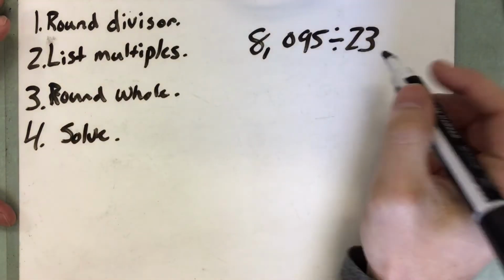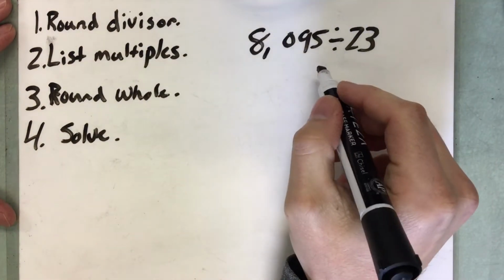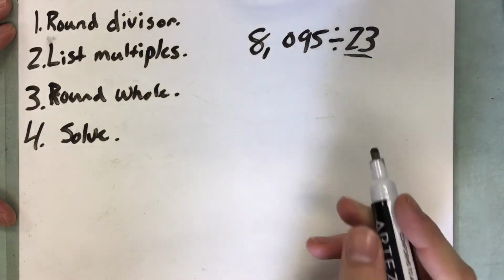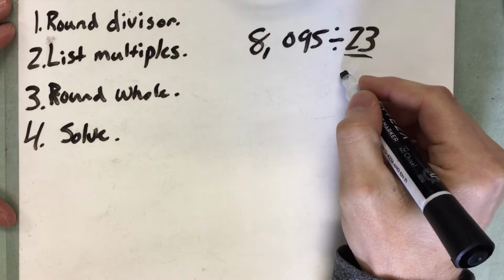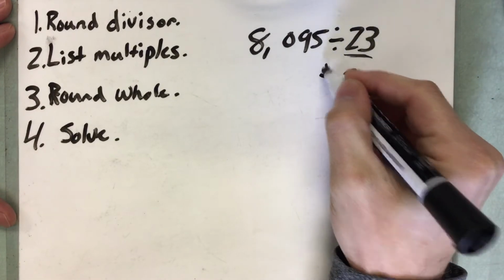It says round the divisor. So which one's our divisor? That would be our second number. So I'm going to round that to the nearest 10. And I'm going to say that 23 is really close to 20.